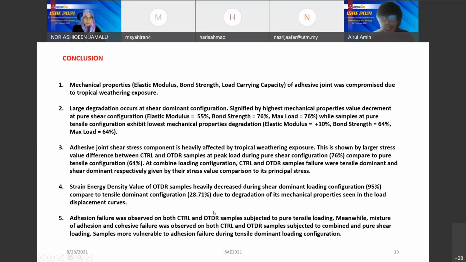And lastly, based on the observation, adhesion failure was observed for both control and outdoor sample when subjected to pure tensile, while a mixture of adhesion and cohesive failure was observed when subjected to combined and pure shear. From this, we can conclude that samples are more vulnerable to adhesion failure during tensile dominant loading configuration.